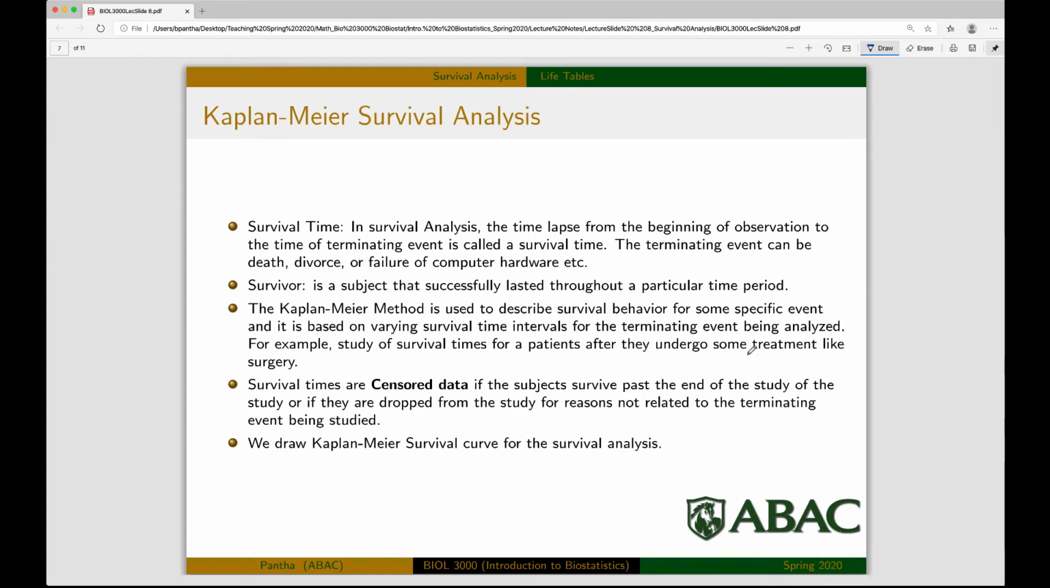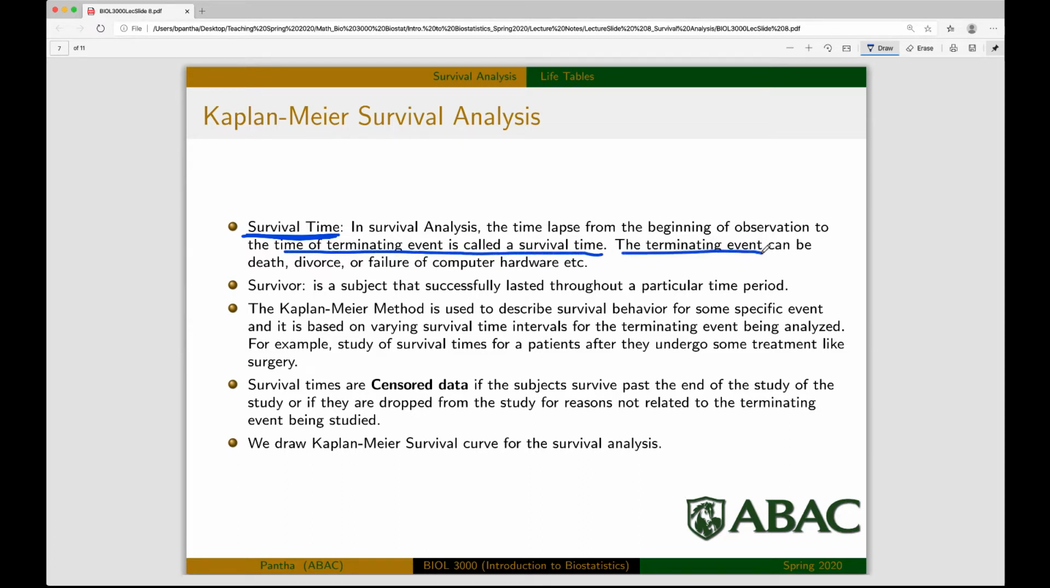So the next thing we do is survival analysis. The method we are using here is Kaplan-Meier survival analysis. So let us talk about some of the terminology we use in survival analysis, okay? One of the important terms we use is the survival time. In survival analysis, the time lapse from the beginning of the observation to the time of the terminating event is the survival time, okay?